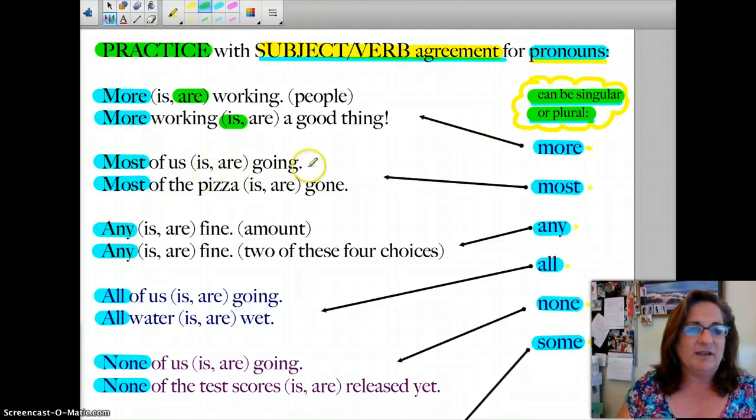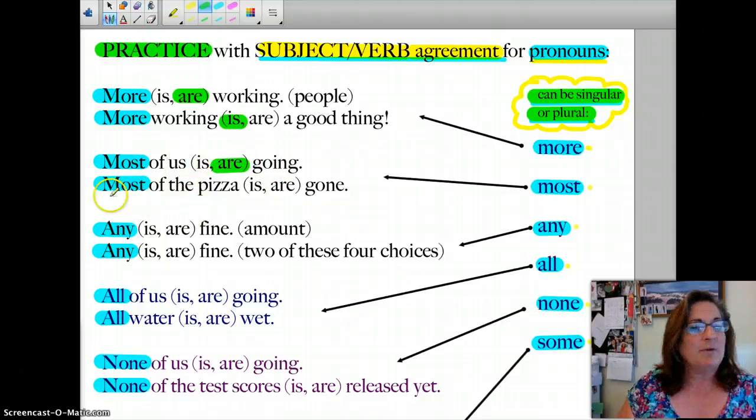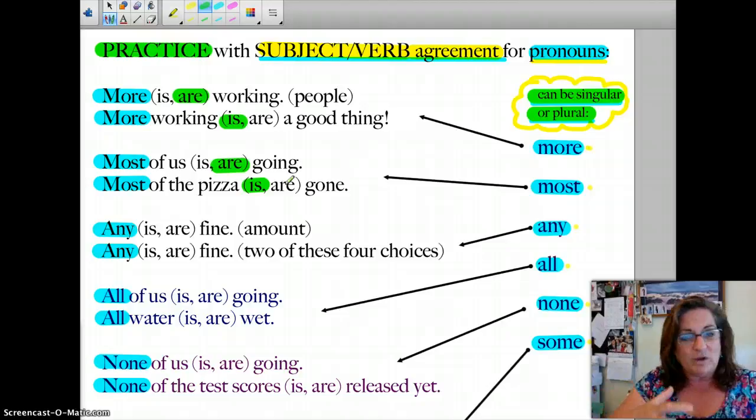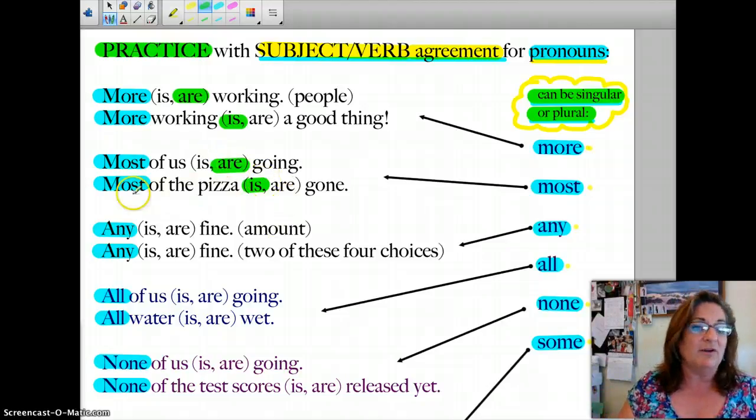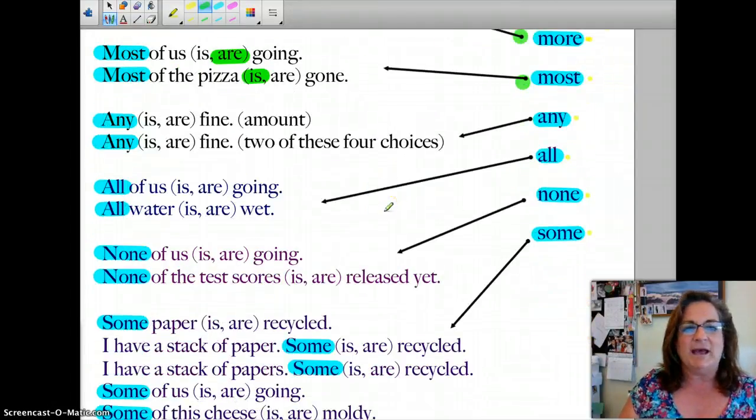Most of us is going or most of us are going. I think naturally you would say most of us are going, and that's because us is plural. It's a group of people. But most of the pizza is gone because pizza is one item, and so most of it is just one unit of that single item. So again, plural and singular for the pronoun most can be either. So we've done these two, more and most. Let's see what any has.